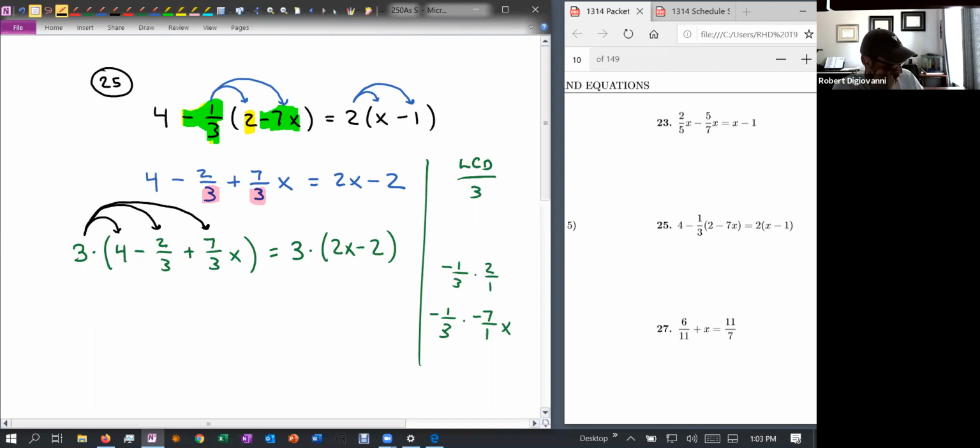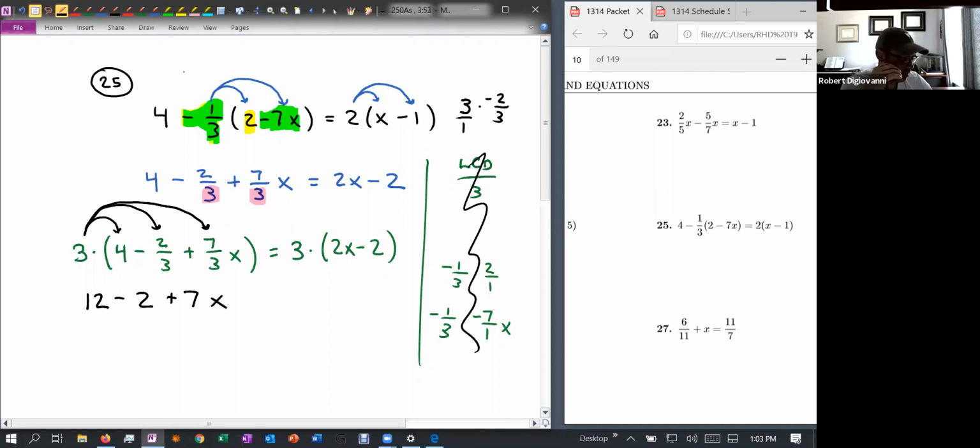Okay, so the first multiplication, distribution here, I should get 12 minus 2 plus 7x. I'm not going to show this step this time. I'm going to trust that you could go on the side and do some scratch work. You could go 3 times 4 is 12. You could go 3 times negative 2 over 3, rewrite that as 3 over 1 and then multiply straight across or reduce. I wouldn't expect you to do them necessarily that fast. And on the other side, you get 6x minus 6. No more fractions.